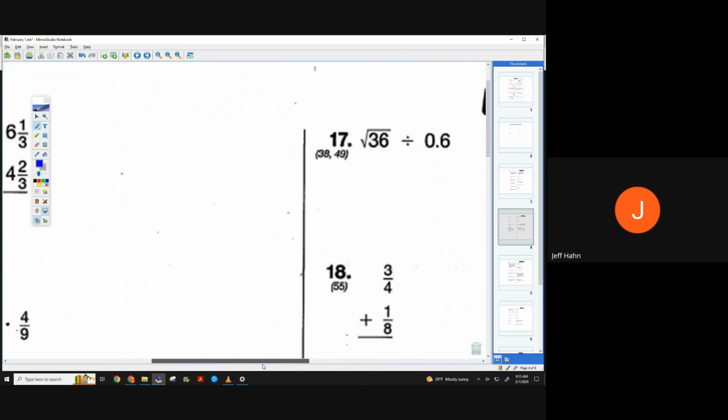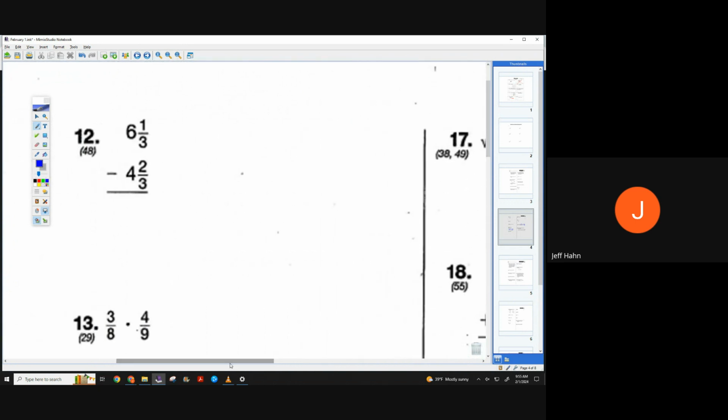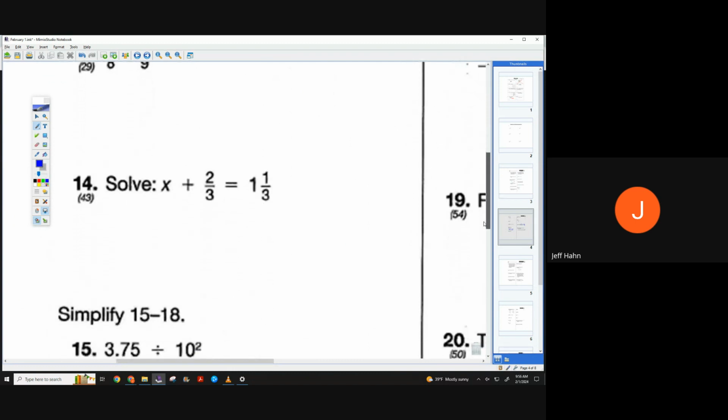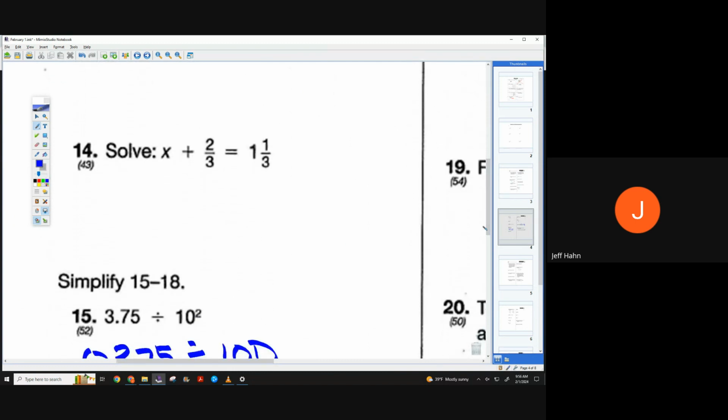I will find it eventually. 12 and 13 and 14. So the question I'd ask, Miley, what is the rule when you have a missing number? What's the first thing you're supposed to do?